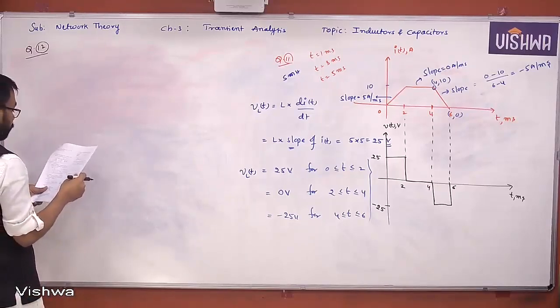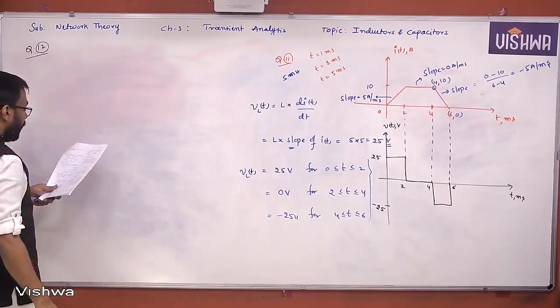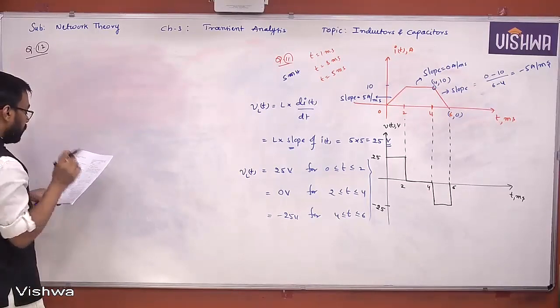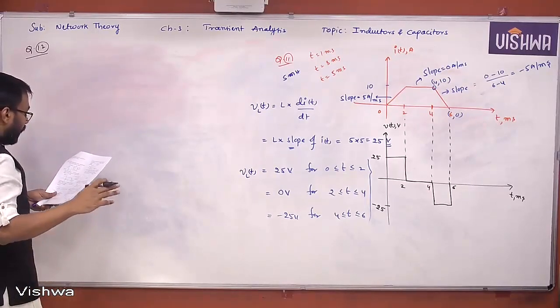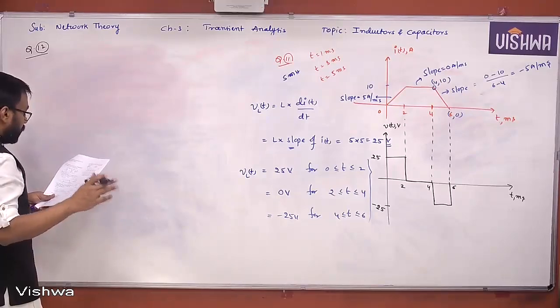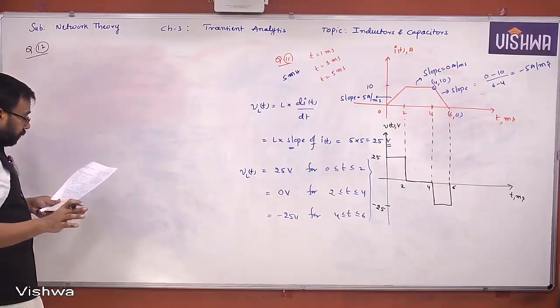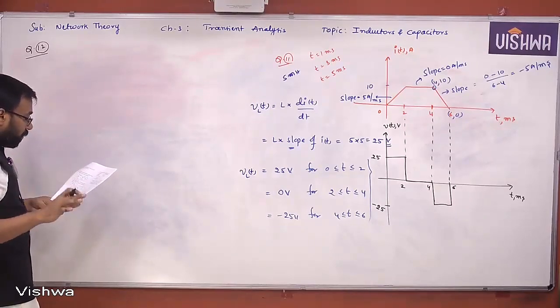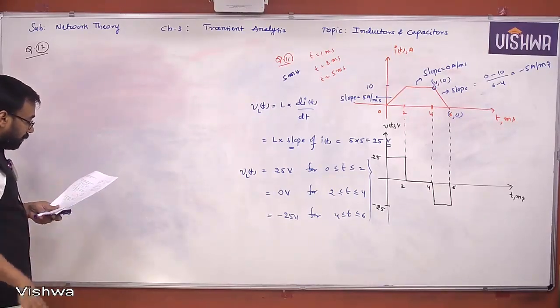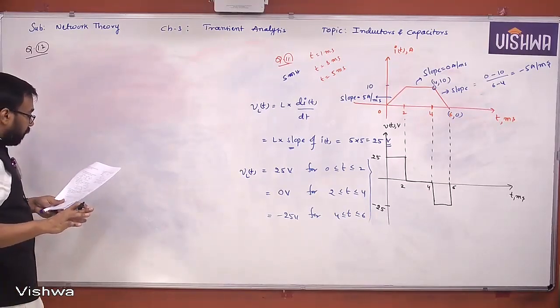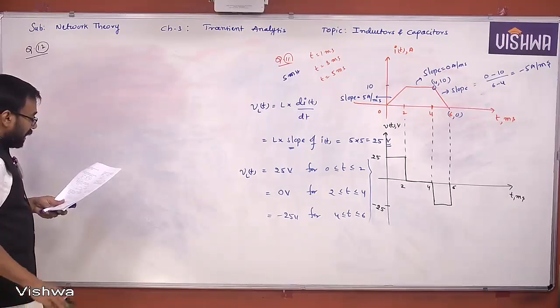Question number 12. If the voltage across a 5 henry inductor is shown in the following figure, calculate the current through the inductor. Assume that I of 0 is equal to minus 1 ampere. Hope all of you read that question. Try to understand the data given.